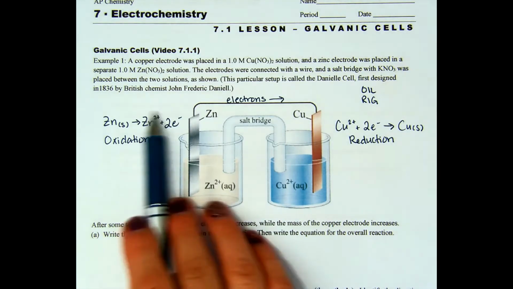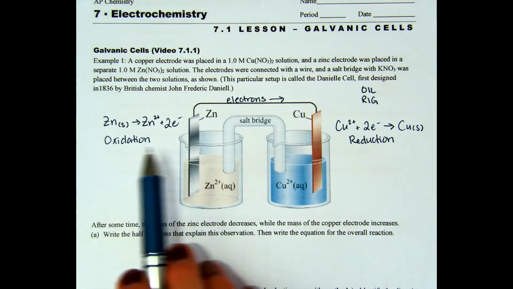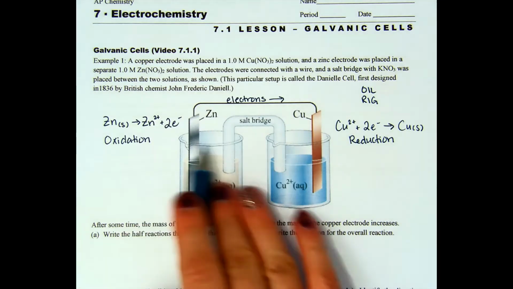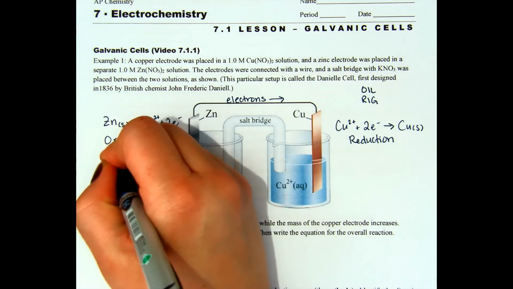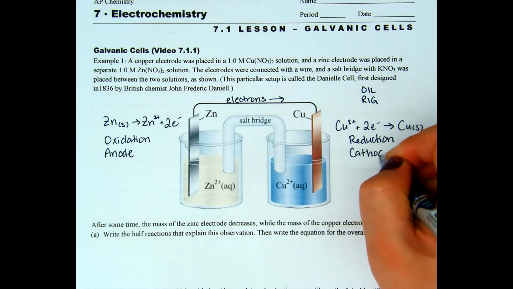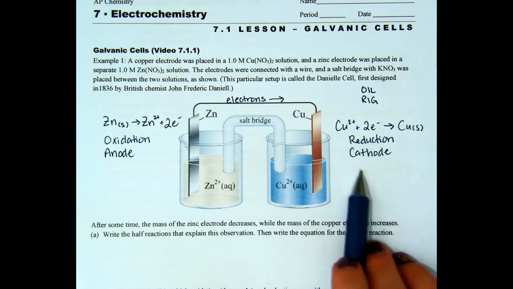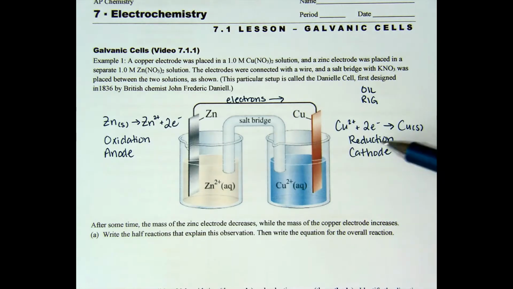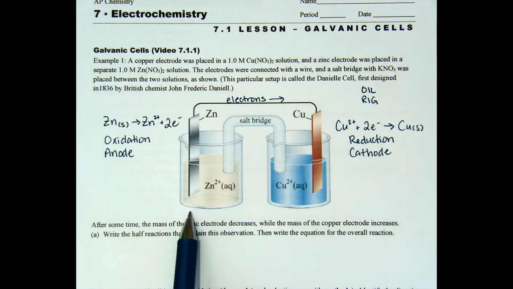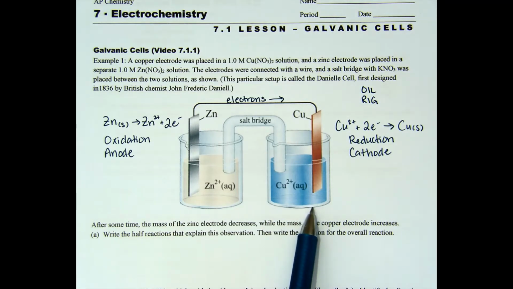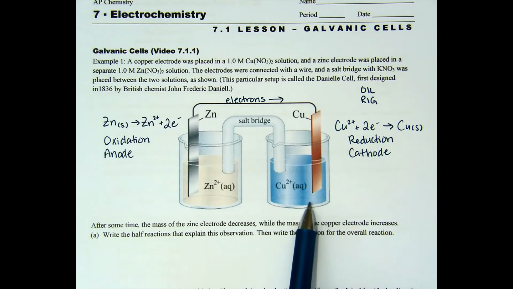Now, oxidation, the oxidation side of the cell, when we're talking about galvanic cells, has a special name. So the oxidation side, this is the anode, and the reduction side is the cathode. So the anode is oxidation, reduction happens at the cathode. Again, oxidation happens at the anode, reduction happens at the cathode. Now, after some time, the mass of the zinc electrode, this bar, decreases while the mass of the copper electrode increases. We're going to write the half reactions that explain what's happening and why.